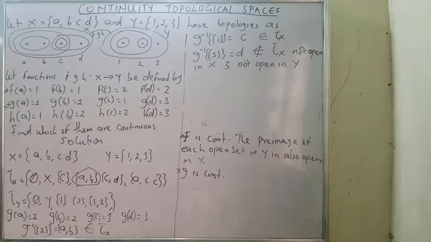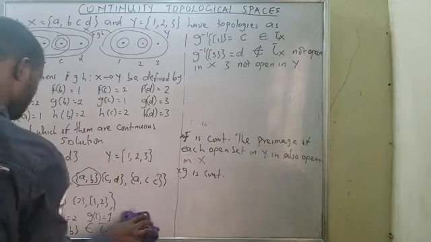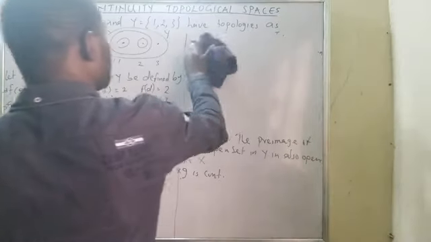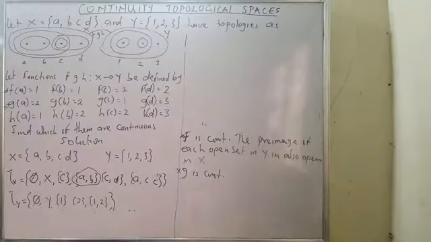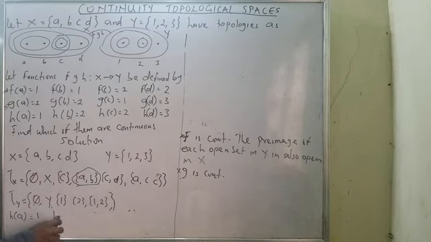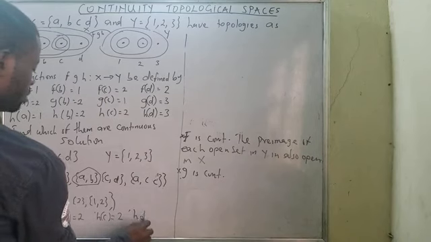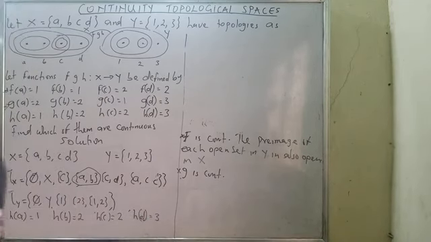Now, let me move on to the last function. Let's check, maybe it's also continuous. The last one is going to be H. Now, let us talk about H. Look at the H function. What are my H functions? I have H of A equals 1, H of B equals 2, H of C equals 2, and H of D equals 3.